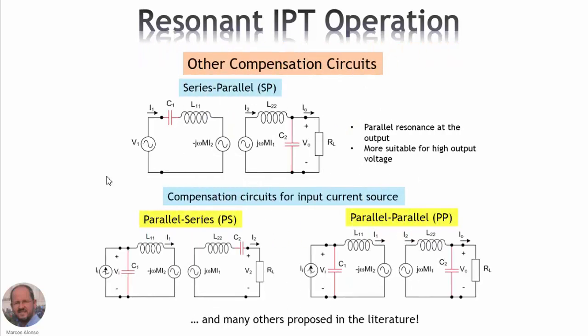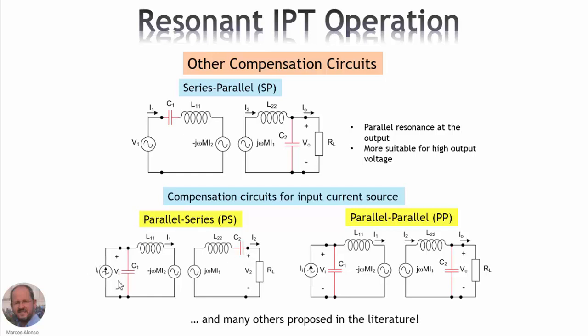Here we can see other possibilities of compensation circuits. We have the series parallel compensation circuit in which we are adding the primary capacitor in series here, C1, and then on the secondary we have the capacitor in parallel. So here we have the parallel resonance at the output, so this is more suitable for high output voltage applications. And then we have the other two possibilities, the parallel series compensation with a parallel capacitor at the input and a series capacitor at the output.